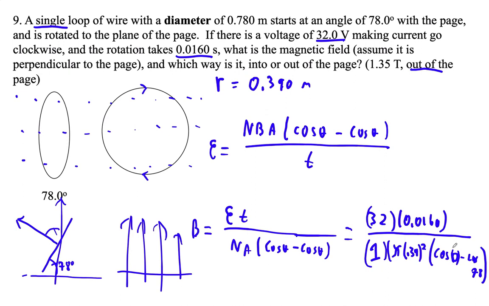Okay, so I'm going to do this on the calculator with a fraction. I'm going to go alpha F1, enter 32 times 0.016, and then in the denominator 1 times, don't forget the 1 times pi, times 0.39 squared times cos 0 minus cos 78. Okay, I hope that I'm in degrees. Am I in degrees? I feel like I am. 1.3527 Teslas. So 1.35.